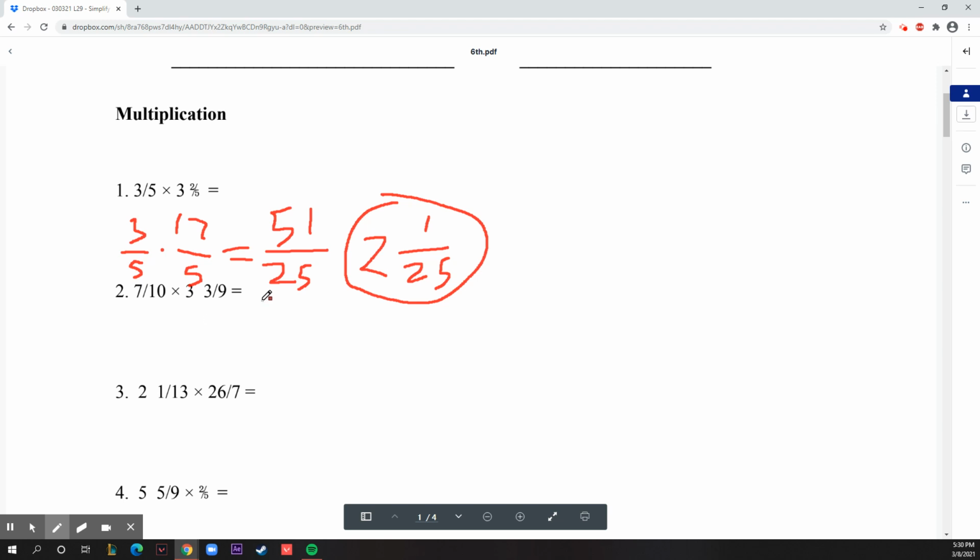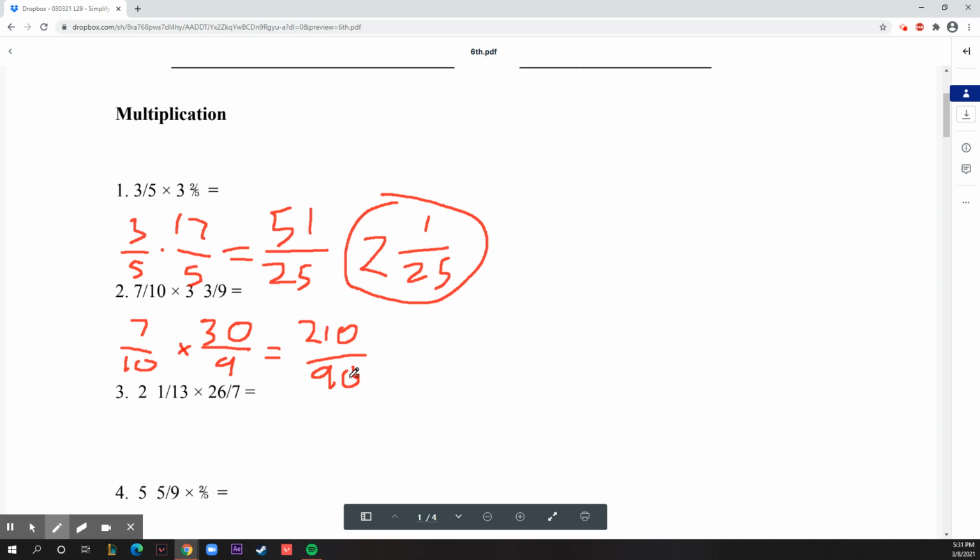Okay, we'll do one more. 7/10 times 3 and 3/9. Again, you take the coefficient, multiply with the denominator to get 27, and then you add with the numerator to get 30 over 9. Okay? And then you just multiply again, multiply across for numerator and denominator. You get 210 over 90.